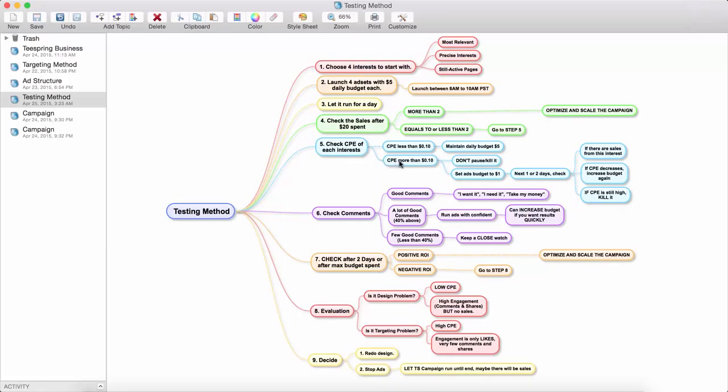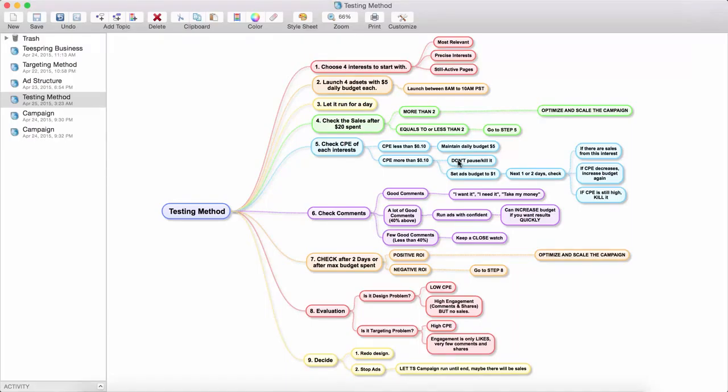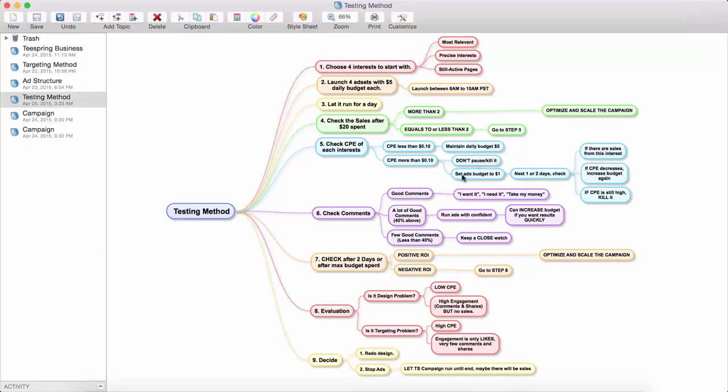But with an interest with more than 10 cents CPE, remember, you don't pause it or kill it, because sometimes it takes 1 or 2 days for the CPE to drop down. We don't want the ads to lose momentum by you pausing it. You just need to set the ad's budget to $1, because like I say, for PPE ads, sometimes sales come in a few days later.